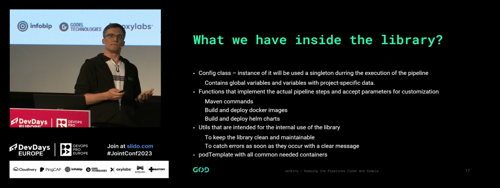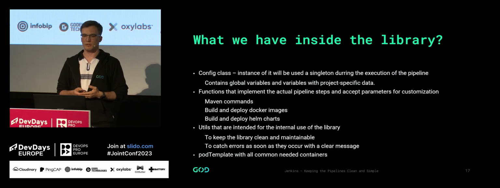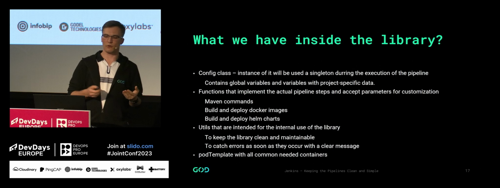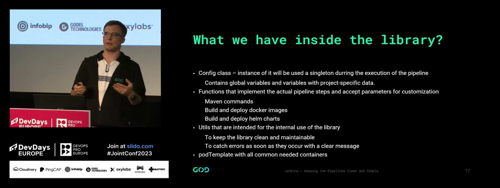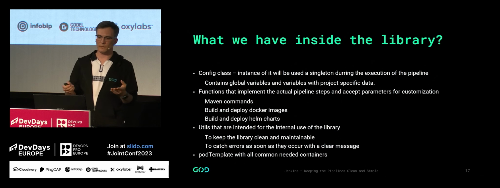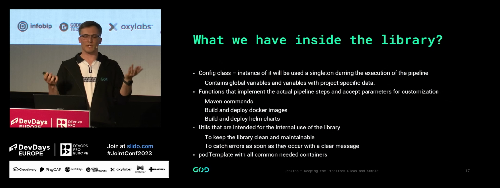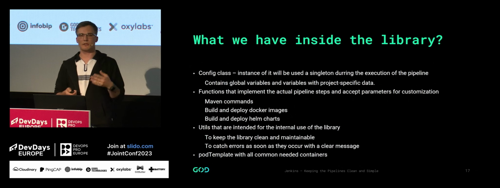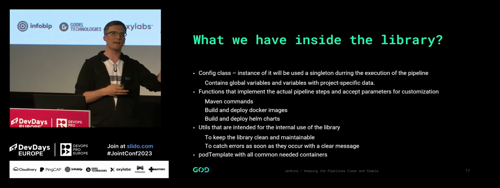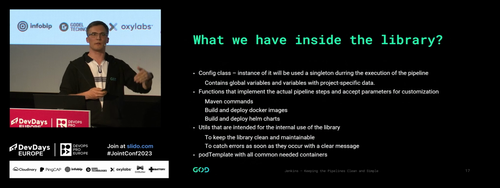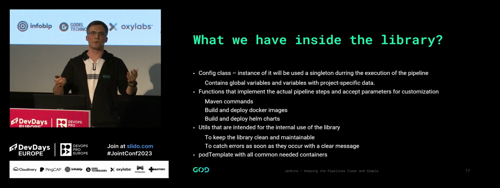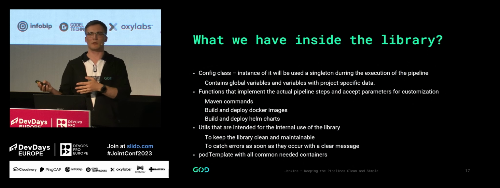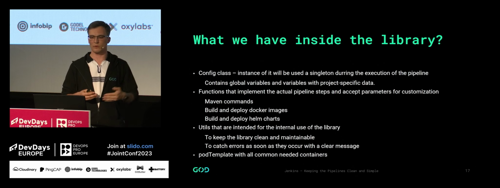So, finished with Jenkins. Let's talk about our shared library and what we have inside. We have the config class. Basically, it's a data class that will have all the variables configured for us. All the configuration we store there, and then we can easily access it through the pipeline.